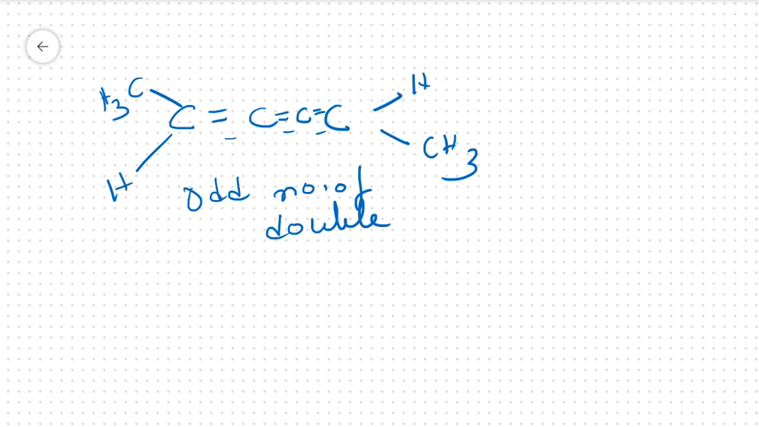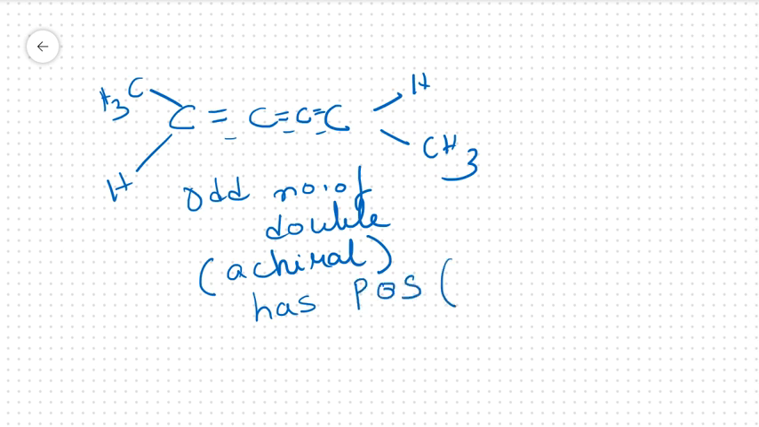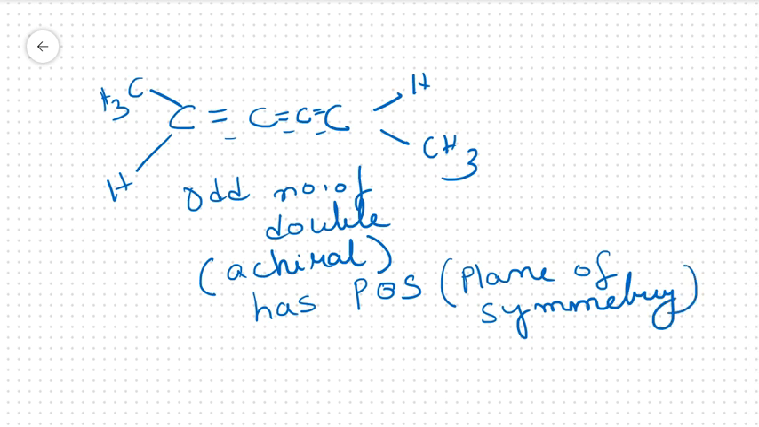So since they have an odd number of double bonds, they are optically inactive or achiral. They are achiral and have POS. POS means plane of symmetry. Because they have a plane of symmetry, they are achiral compounds and their conformation will be eclipsed form. So all allenes are not optically active or chiral.